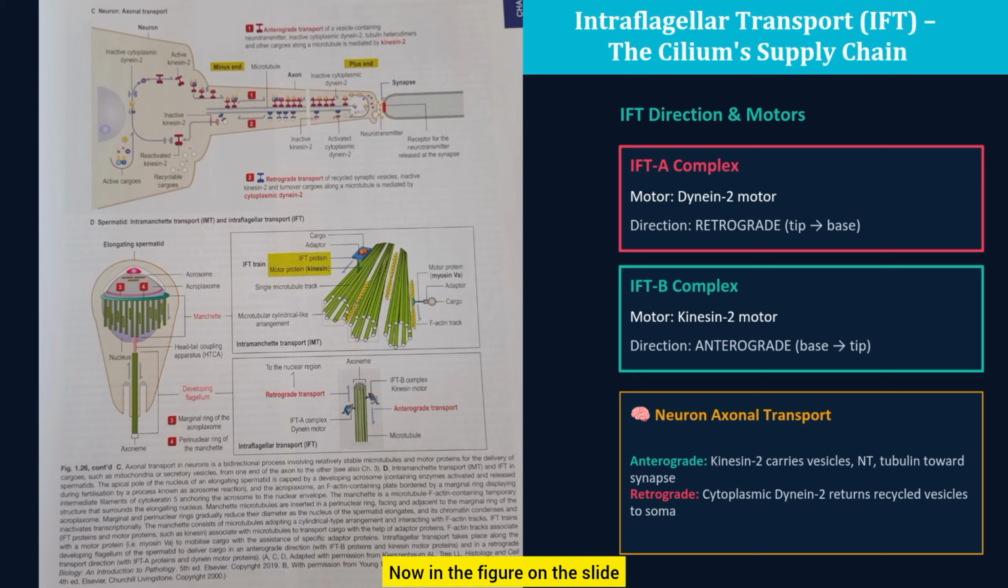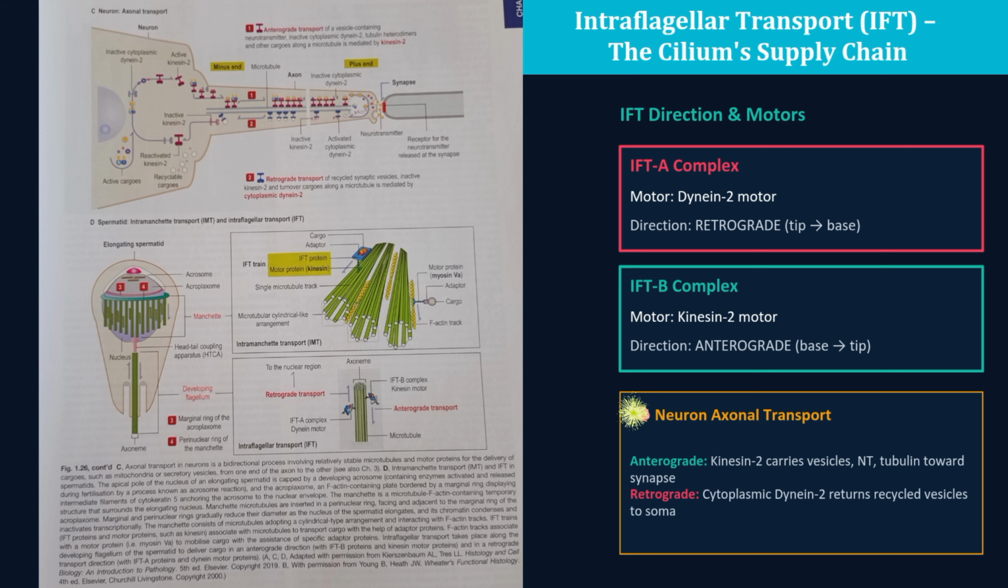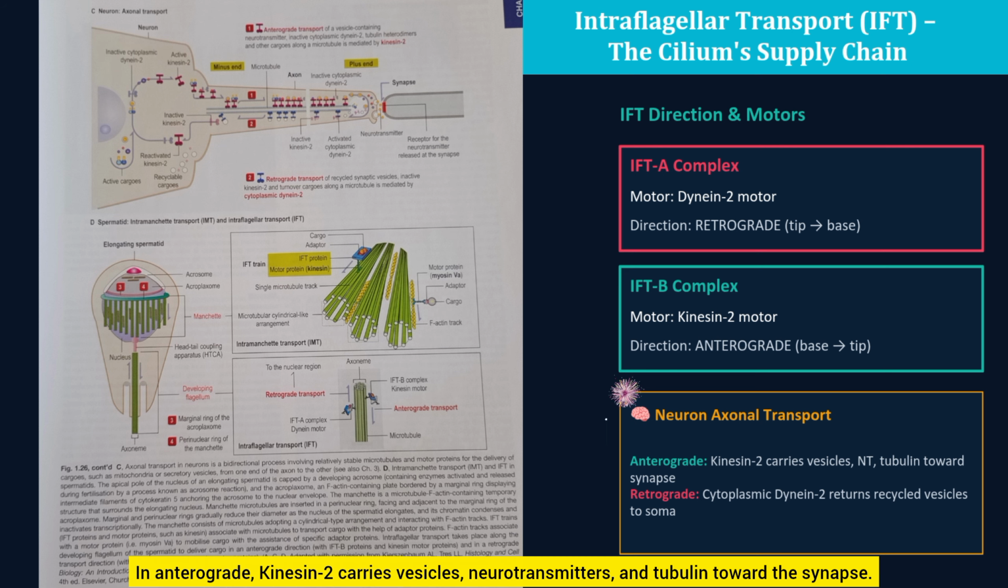Now in the figure on the slide, you can see figure 1.26c and D. Part C shows axonal transport in a neuron. This is exactly like IFT, bidirectional. In anterograde, kinesin 2 carries vesicles, neurotransmitters, and tubulin toward the synapse. In retrograde, cytoplasmic dynein 2 brings recycled synaptic vesicles back to the soma.